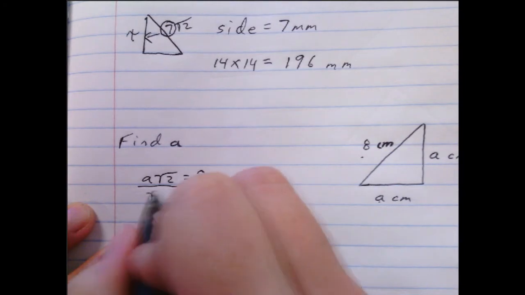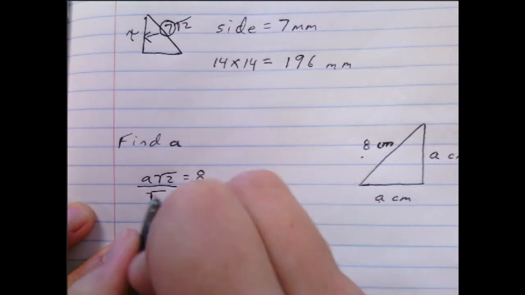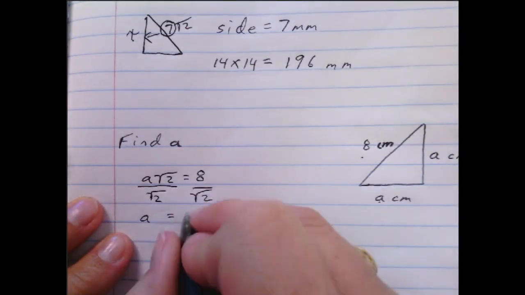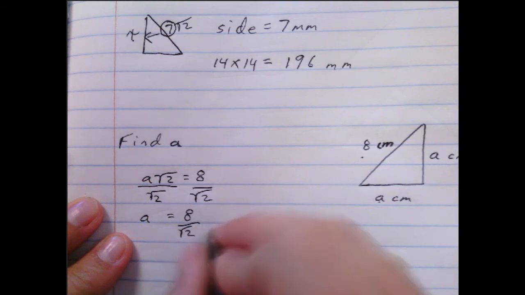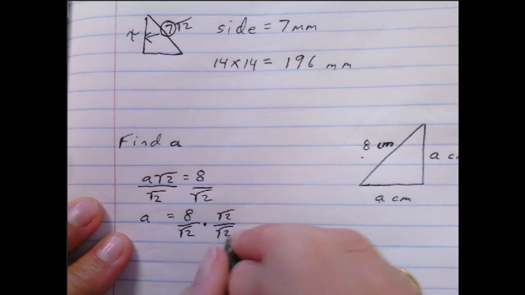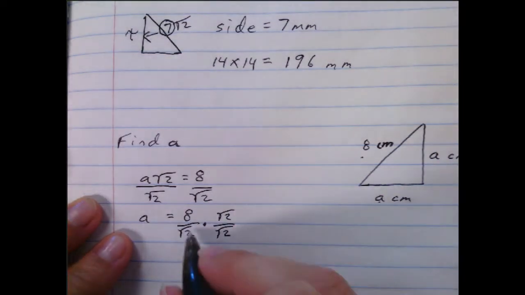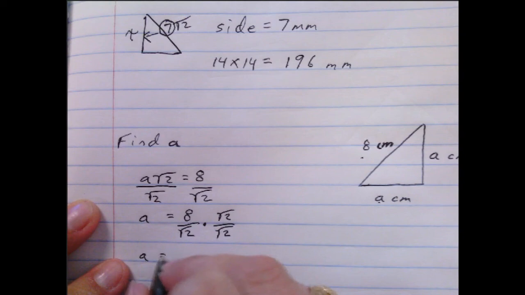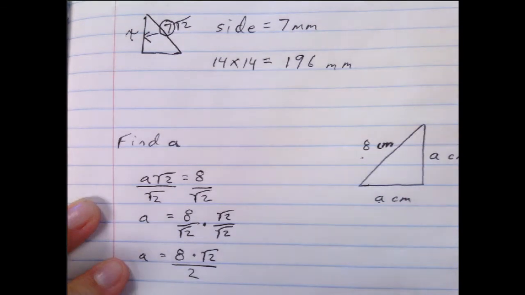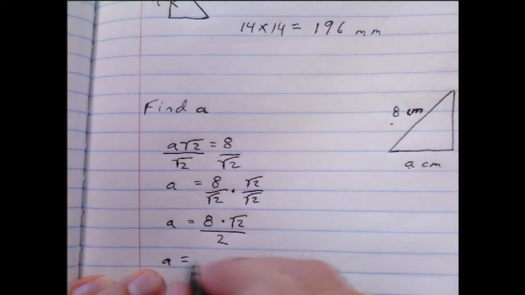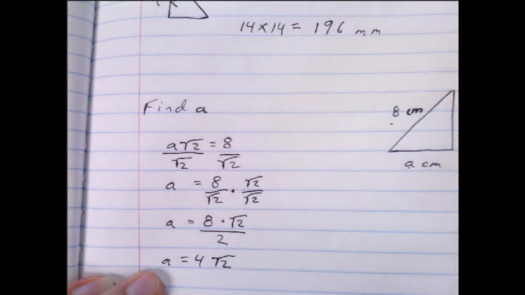So again, we want to divide by square root of 2. We don't want to leave that square root as a denominator. So in order to move that to the top, we're going to take it times 1, and that would be square root of 2 over square root of 2. When we multiply square root times a square root, they go away. So we end up with 8 times square root of 2 over just 2. And what is 8 divided by 2? We're left with 4, so A equals 4 square root of 2.